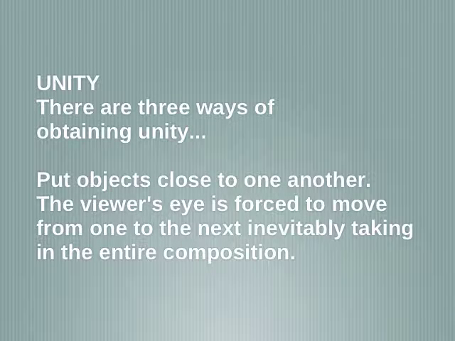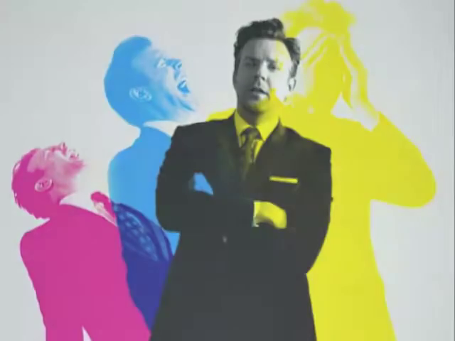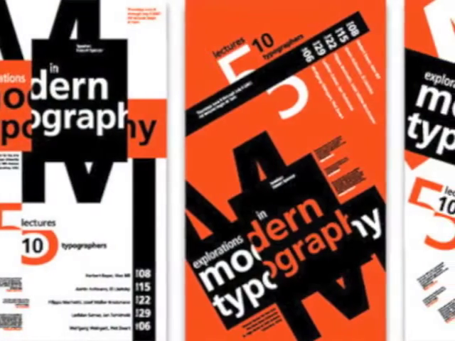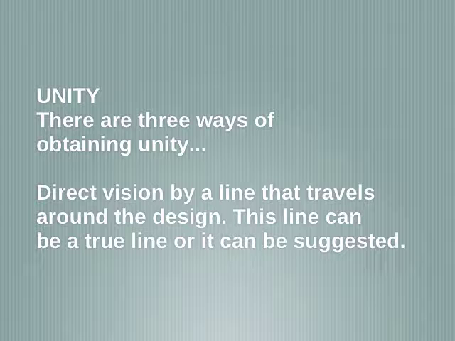There are 3 ways of obtaining unity. First, put objects close to one another in a composition. When objects are placed close together, the viewer's eye is forced to move from one object to the next, inevitably taking in the entire composition, almost as if they are reading a sentence. 2. Make things similar. Using similar textures, colors, or shapes tends to visually connect the parts of a composition. 3. Direct vision by a line, actual or implied, that travels around the composition.